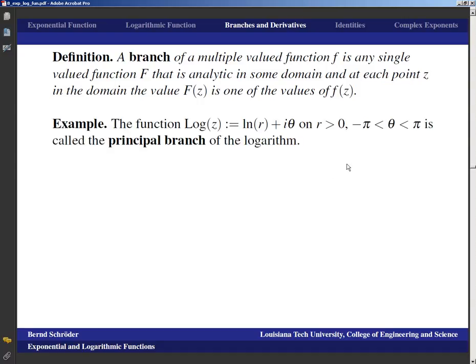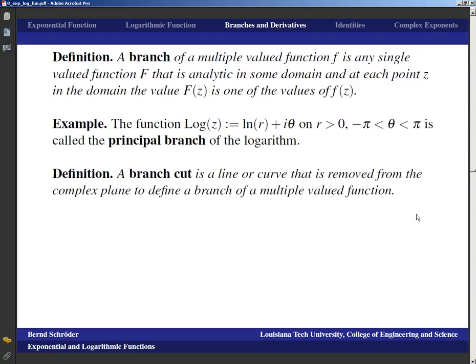Okay, as an example, the principal branch of the logarithm on the set where r is greater than 0 and negative pi is smaller than theta is smaller than pi, that is the principal branch of the logarithm, and the terminology is consistent. The principal branch is a branch of the logarithm.